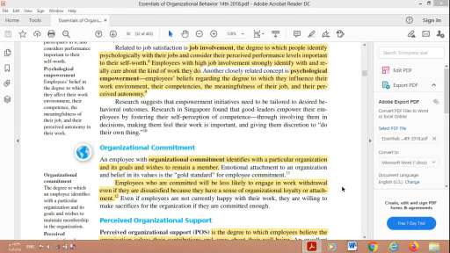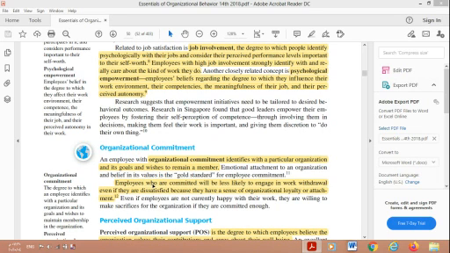Another job attitude is organizational commitment. So what do we mean by organizational commitment? In simple words, it means the willingness of the employees to stay or remain within an organization, to be a member of that organization. The degree to which an employee identifies with a particular organization and its goals and wishes to maintain a membership in the organization is the organizational commitment.